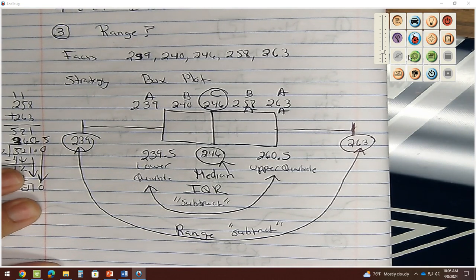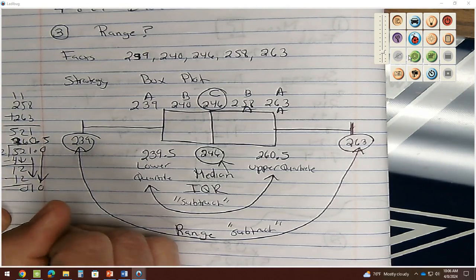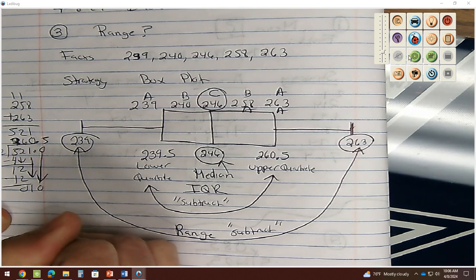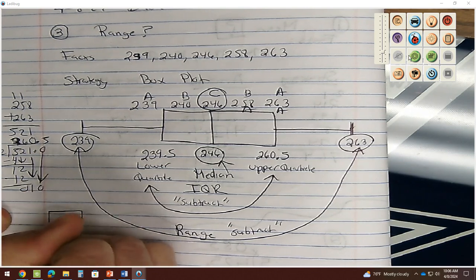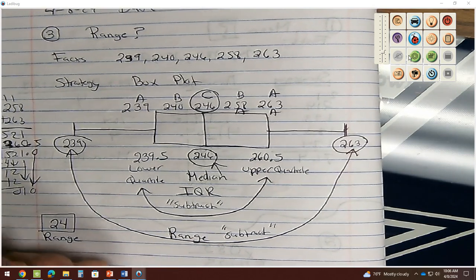So who can tell me what the range is? 24. Yes or no? Yes. Draw a line.